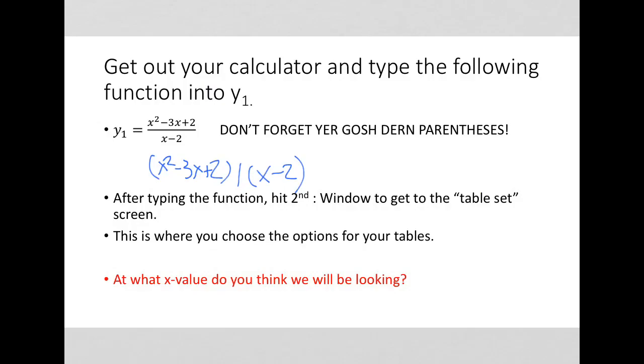So enter that function into your y equals screen, and then once you do that, hit the second button and the window button. That will get you to your table set options screen, and this is where you choose values.